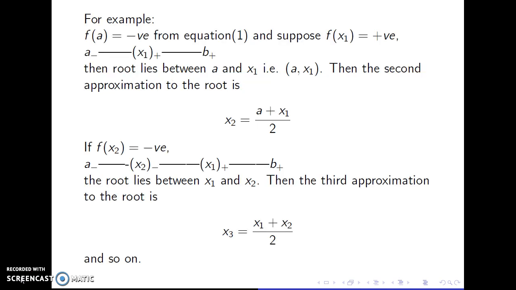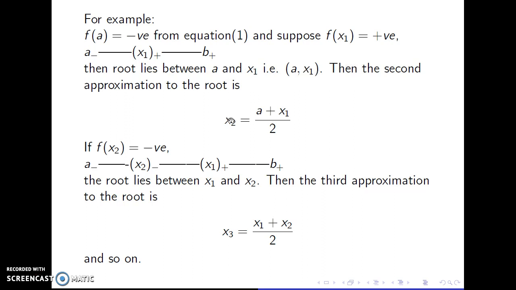Let's consider f of a is negative from equation 1, and suppose f of x1 is positive. So here we have given a with suffix minus, that is negative, and b with suffix plus, that is positive. Now x1 we have assumed right now to be positive. So our next interval becomes a to x1, that is, the root lies between a and x1. So the root always lies between opposite signs.